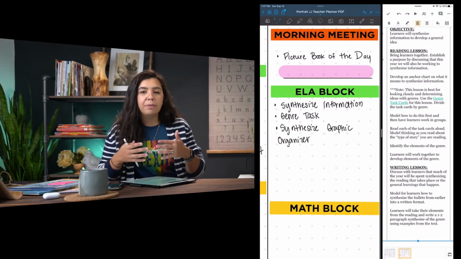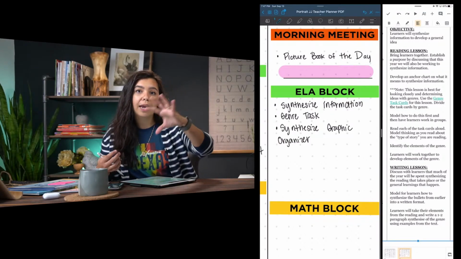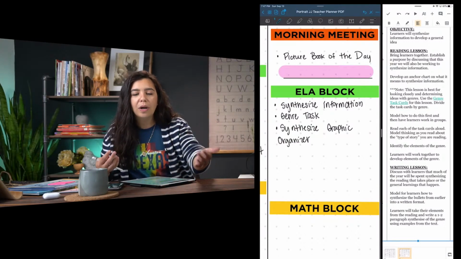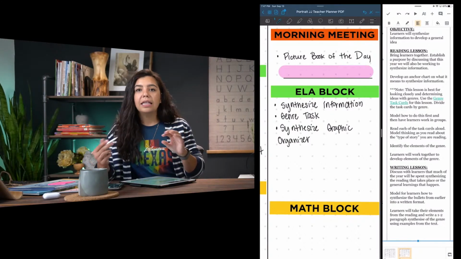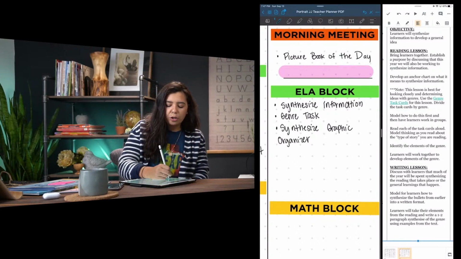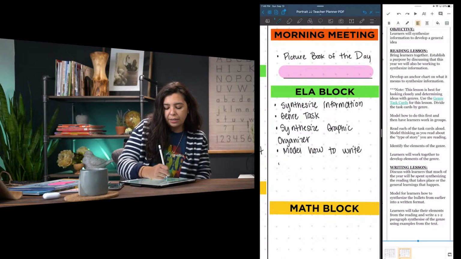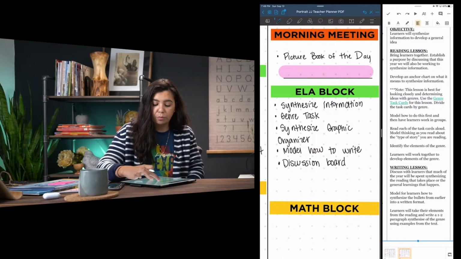The purpose of writing is to get students to think and organize their thinking in a coherent method and to be able to put it on paper, right? We want to be able to understand what they're thinking on paper. So this day is literally going to be that they're going to use the graphic organizer, and then we're going to model how to write, and they're going to complete a discussion board. They're going to do a discussion board that day.